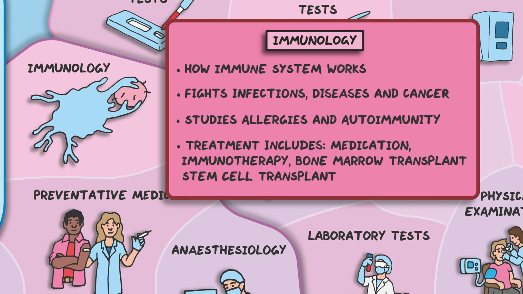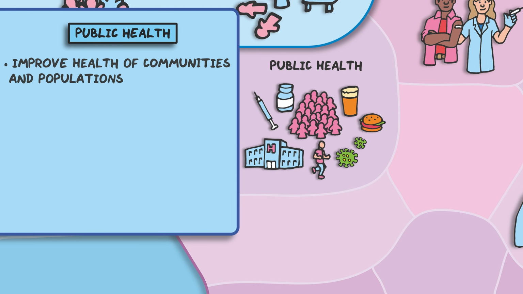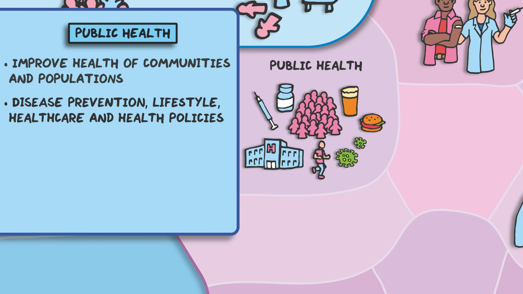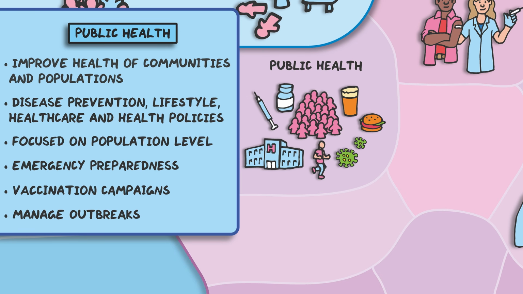immune disorders. Public health is a branch of medicine that focuses on the improvement of the health of communities and populations, disease prevention, promoting healthy lifestyles, development of healthcare systems and policies, and improving the health of the population through education. Public health works to identify and address the root causes of health problems, rather than just treating individual patients. Public health also encompasses emergency preparedness and response, and activities like vaccination campaigns and outbreak investigations, so crosses over with epidemiology, biostatistics, and social and behavioural sciences.